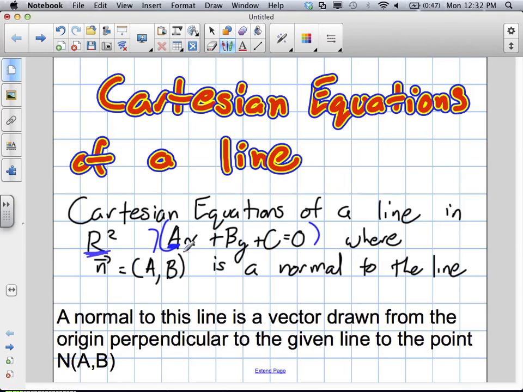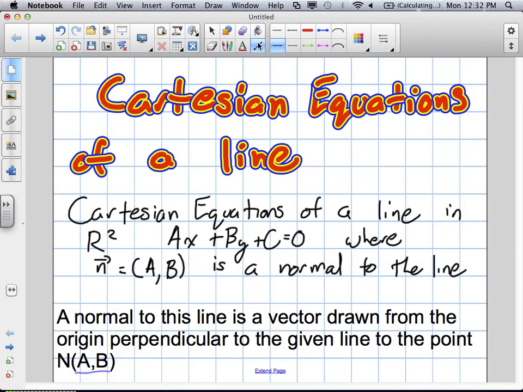Some coefficient of x, coefficient of y, constant c is equal to 0. This is Cartesian form, where vector n, the two coordinates of n are actually our values of a and our values of b, and is a normal to the line. Okay, now this is important. A normal to the line is a vector drawn from the origin, perpendicular to the given line to the point (a, b). So this is a vector from the origin that's perpendicular to our line.